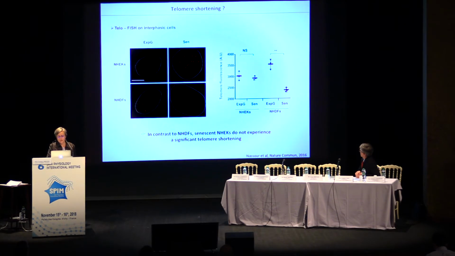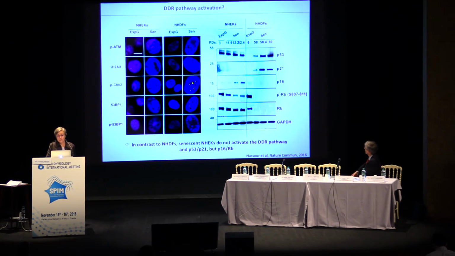And so the first thing we looked at was the telomere shortening by a FISH analysis. So as largely published by others, we confirmed that at senescence in fibroblasts, there is a shortening in telomeres, which is quantified here. But at senescence in keratinocytes, the length of the telomeres remains constant, and there is only a very non-significant decrease. So senescence of keratinocytes is not replicative senescence due to telomere shortening.